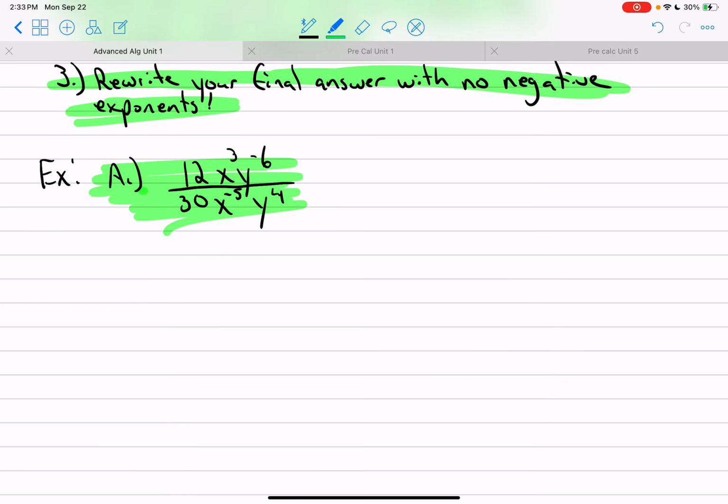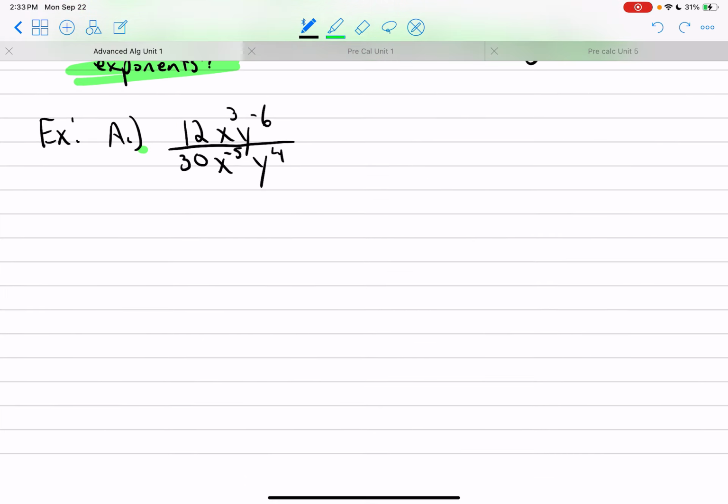Example A: 12x to the third y to the negative 6 over 30x to the negative 5th y to the 4th. The first rule says simplify the fractions. So I'm going to simplify this fraction, 12 over 30. What goes into those? 6 and 6. So I get 2 over 5. 12 divided by 6 is 2, 30 divided by 6 is 5. So I have 2/5 right now.